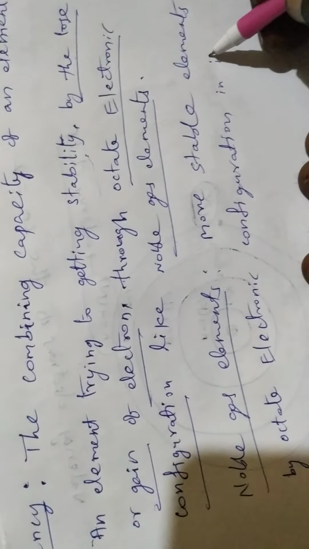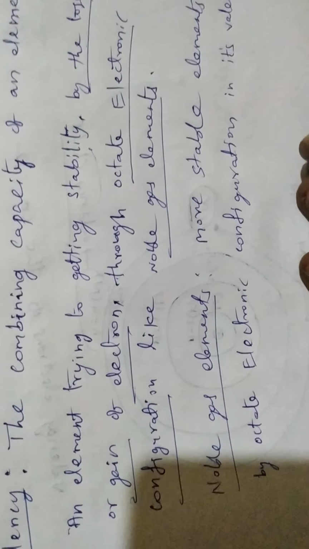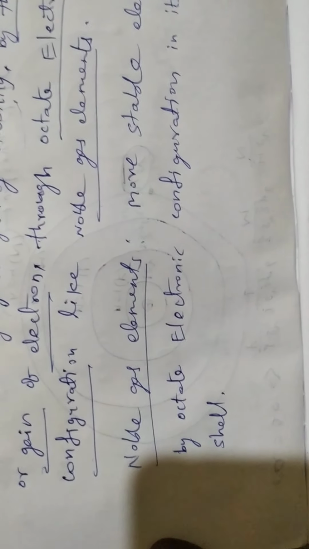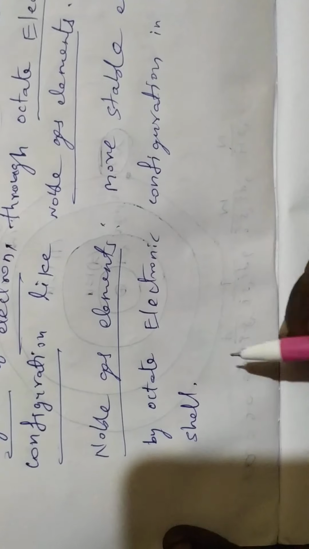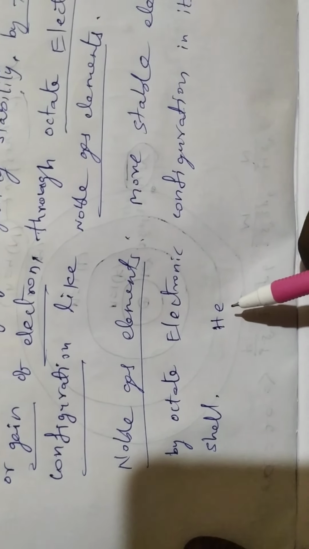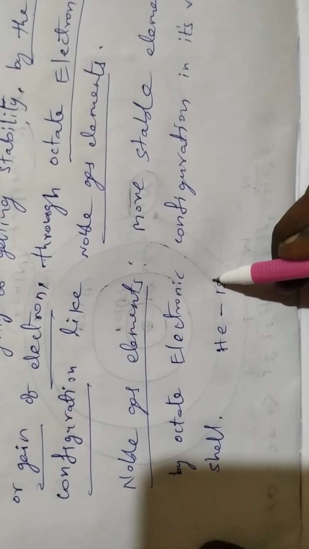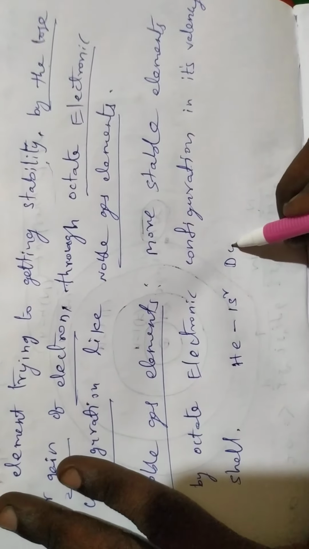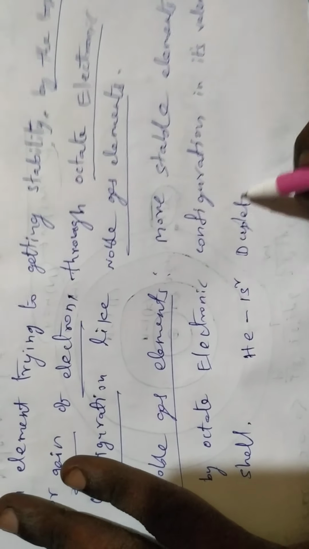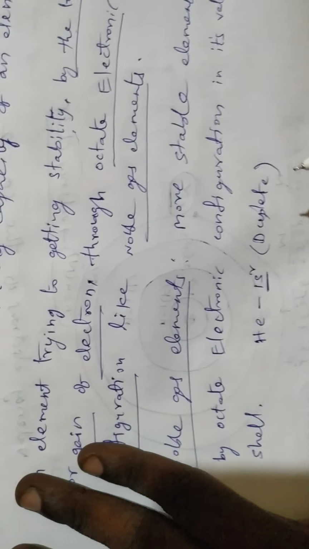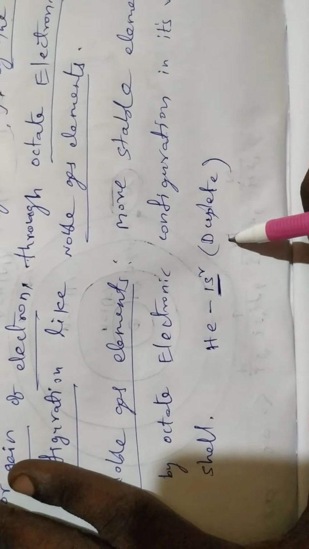In its valency shell. For example, except helium, all the remaining noble gases have octet electron configuration, but helium is duplet. Helium has a duplet electronic configuration because it has 2 valence electrons in its valence shell.